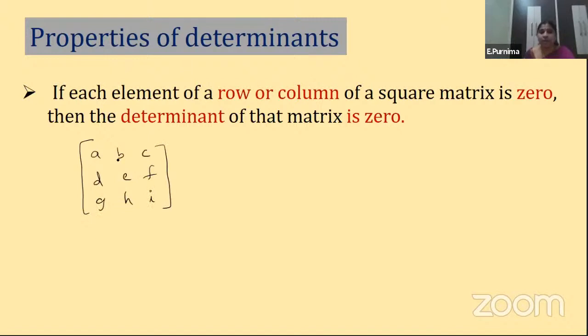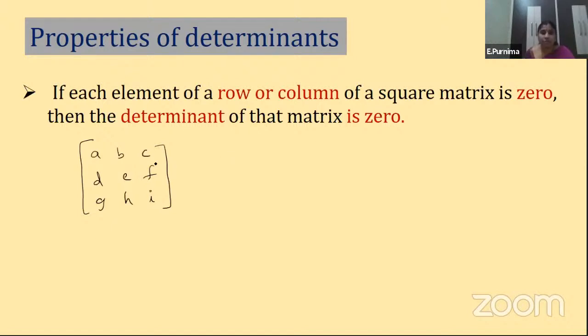But here, do you find any 0? No. So if you find out the determinant of this matrix, you may get some value. It may be 0 or something else. Depending on the values, you may get the determinant as 0, or some other value also. Without solving the determinant, you cannot tell what the determinant value is. You need to solve the determinant, yes or not? But without solving, how can you tell?